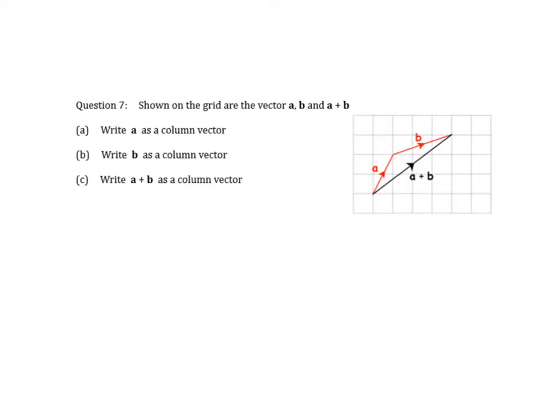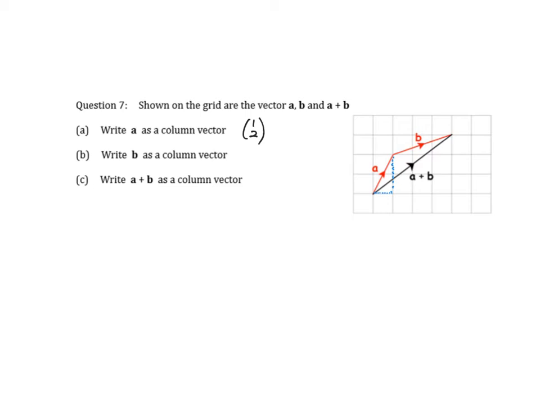So, here's an example of question 7. Sorry, ignore the question 7. Here's an example. The first thing I'm looking at is I'm looking at vector A. So have a look at it. What is that vector? It's gone 1 across. And it's gone 2 up.